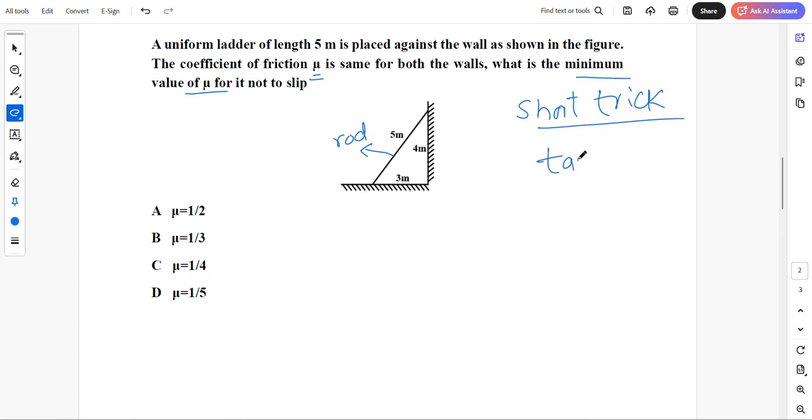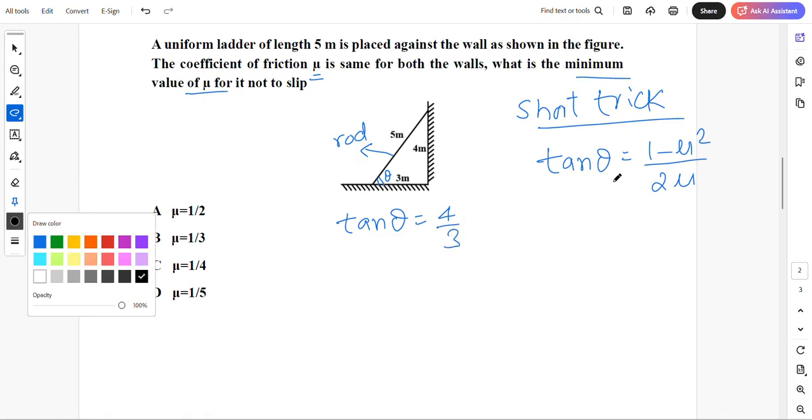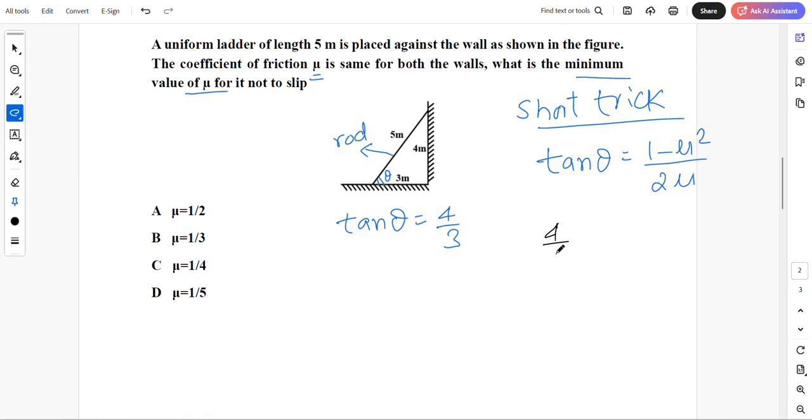Use the formula tan theta is equal to (1 minus mu square) divided by 2 mu. Where is theta? This is theta. How much is tan theta here? Tan theta is equal to perpendicular by base, that is opposite by adjacent, that is 4 by 3. Now substitute this here. Tan theta is how much? We got 4 by 3, that is equal to (1 minus mu square) divided by 2 mu.